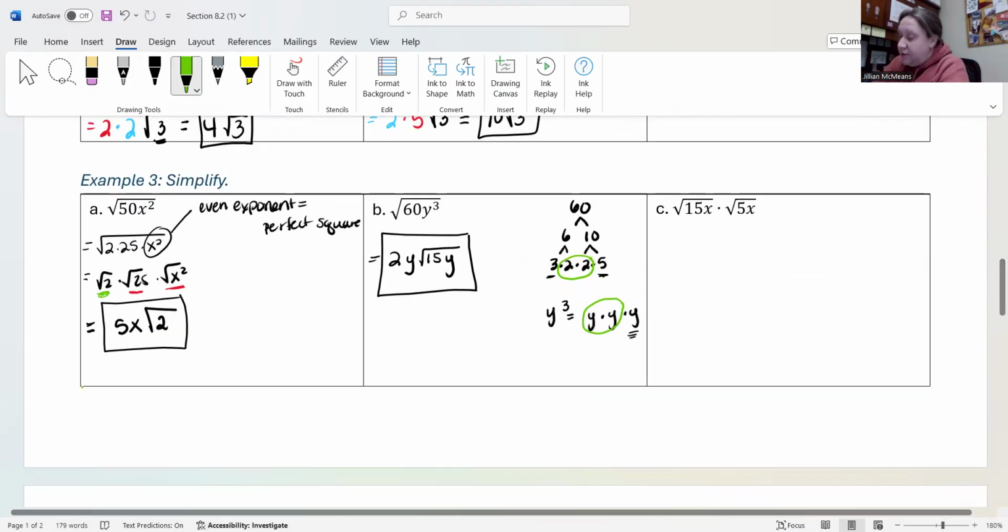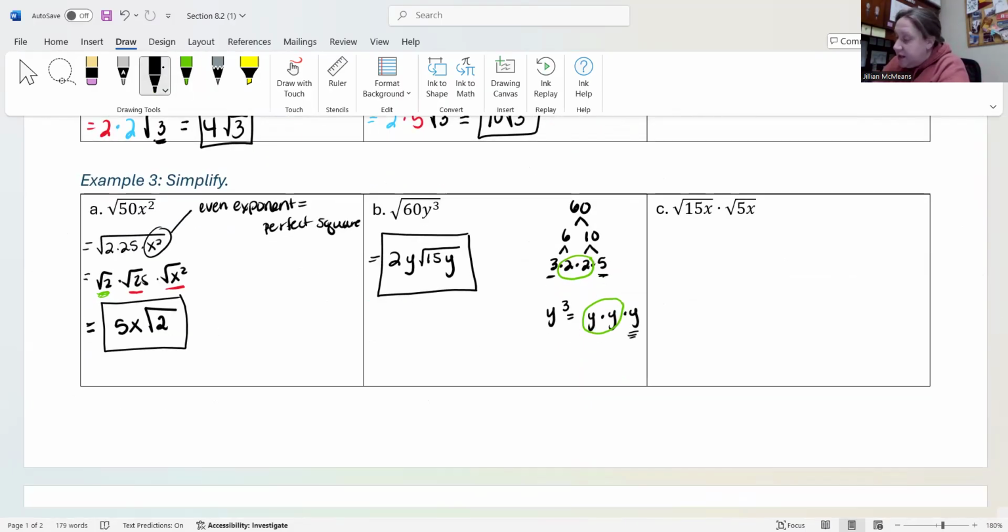So if I look at 15, the only factors of 15 are 5 and 3. So there's no perfect square factor in 15. Same thing with 5. There's no perfect square factor in 5. 5 is prime. That's the only factor other than 1. So we're kind of stuck. Neither of these expressions could be simplified. They both have an x, but you'd have to have at least 2 x's for something to come outside the radical, and neither of these have 2 x's. So what we want to do is try to push this all under one radical.